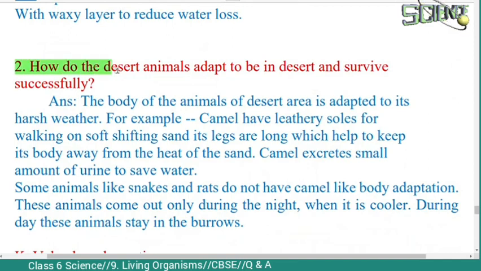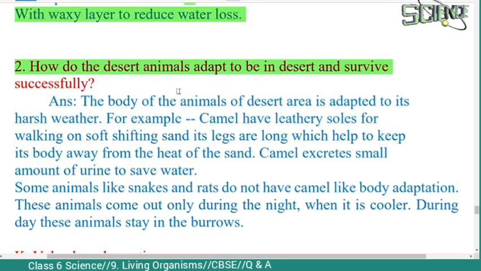Second question, how do the desert animals adapt to be in the desert and survive successfully?